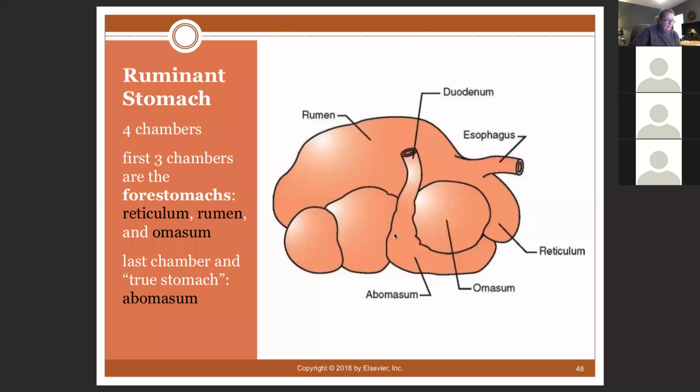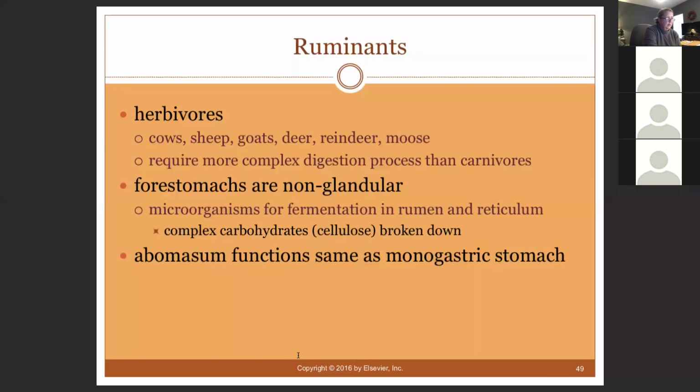And then it says, which chamber is the primary fermentation? That is the rumen. So the rumen ferments. It said, which parts of the ruminant stomach are glandular, non-glandular? The only glandular component is the abomasum.